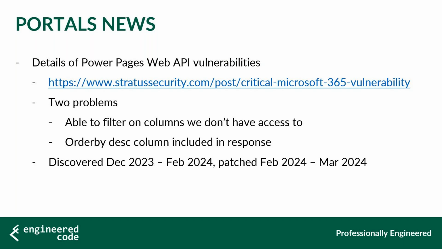For example, I think the example they use in the blog post is, if you don't have access to the email address, you could say order by descending email address, and all of a sudden email address would come back in the response. So again, that's been solved. I don't think you should be able to order by something you don't have access to, but obviously the fact that that column even showed up in the response was bad. So all of those issues have been patched by Microsoft. But again, the web API is an excellent tool, and I think I've said this in the past.